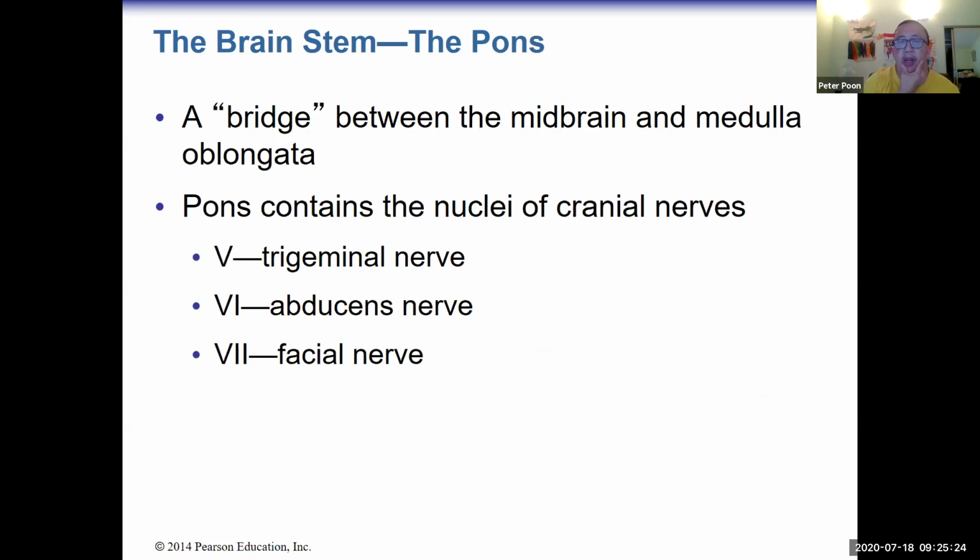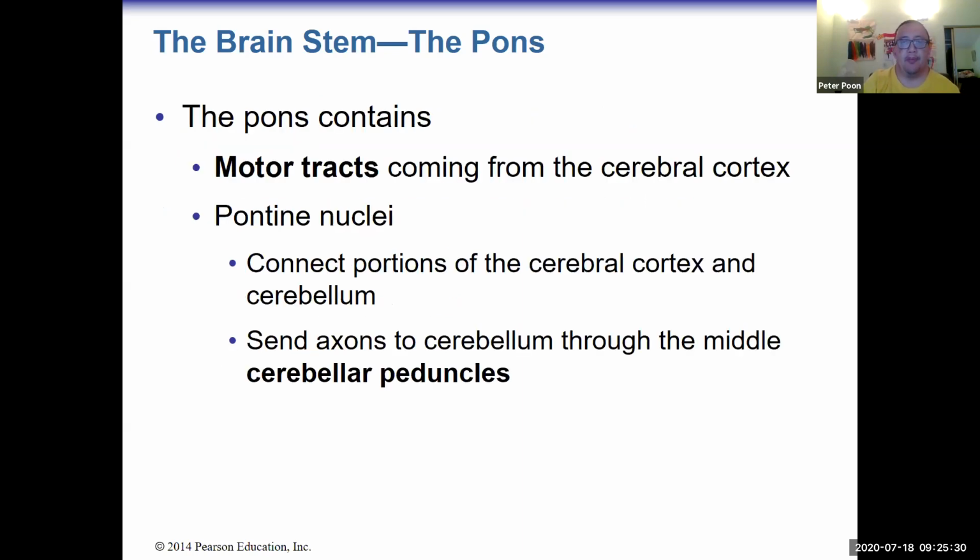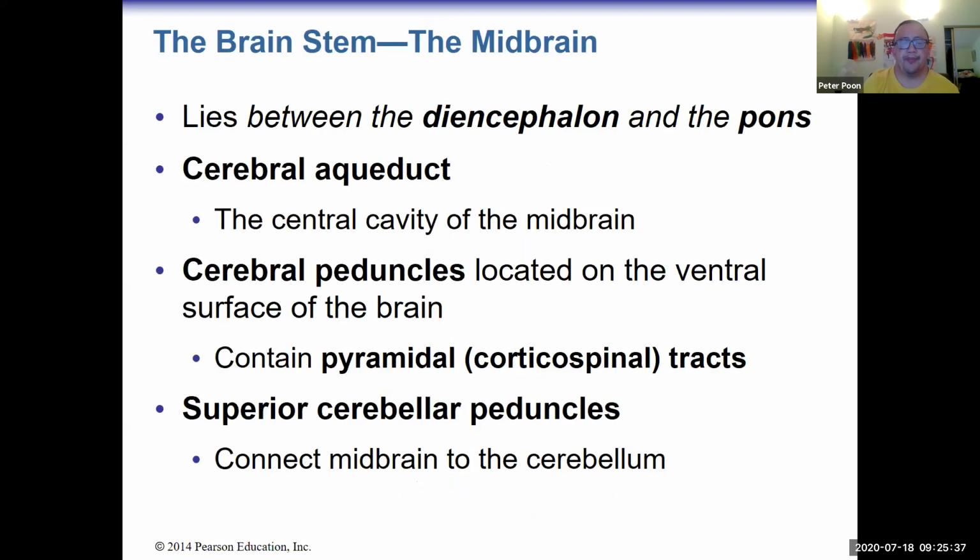Okay, the pons is a bridge between the midbrain and the medulla oblongata. It has motor tracts coming in from the cerebral cortex. Okay, the midbrain lies between the diencephalon and pons. Okay. It has a cerebral aqueduct, so the cerebral aqueduct runs through the midbrain.